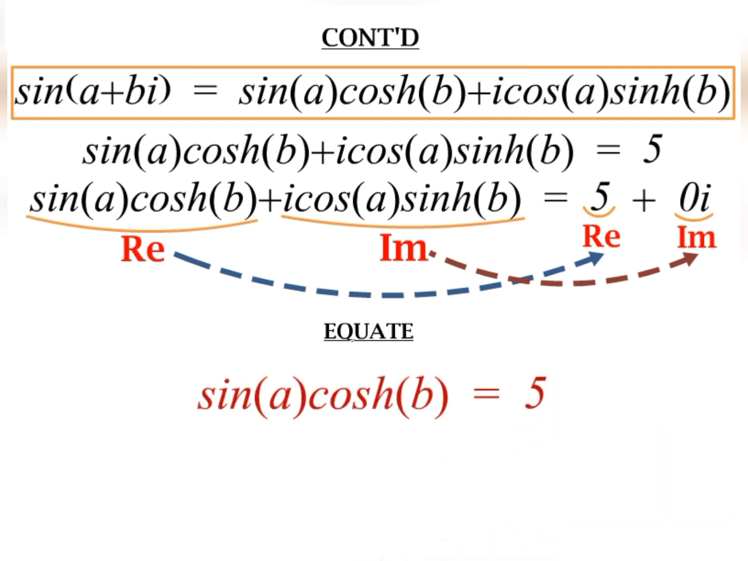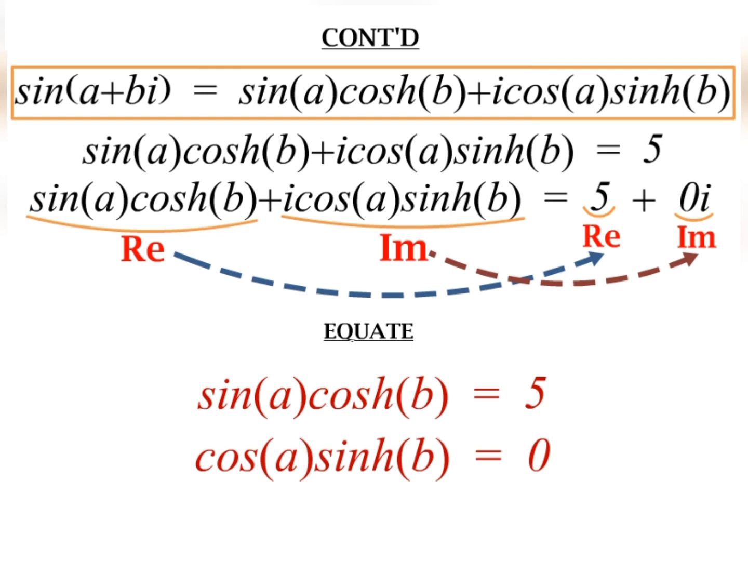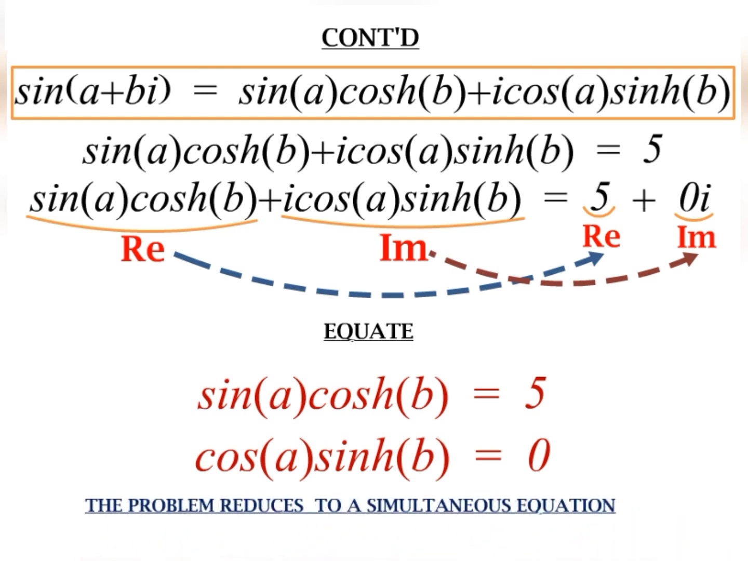Sin a cos b equals 5, and cos a sin b equals 0. The problem has now reduced to a simultaneous equation. Let's solve this beautiful equation on a new page.